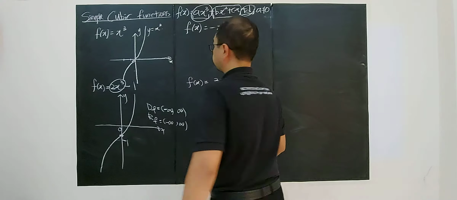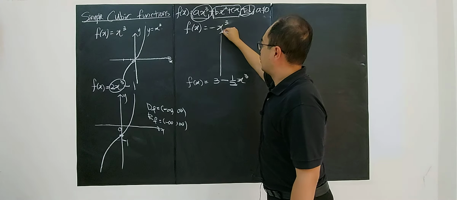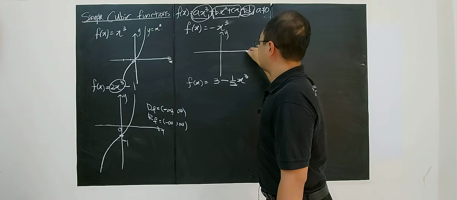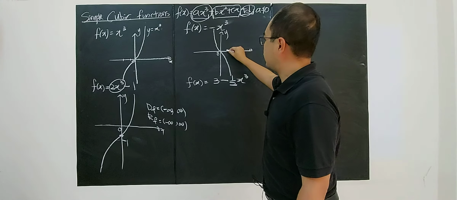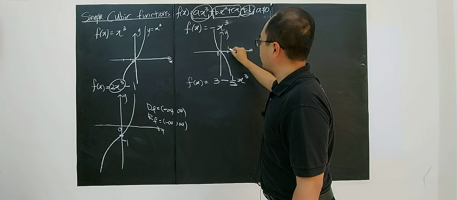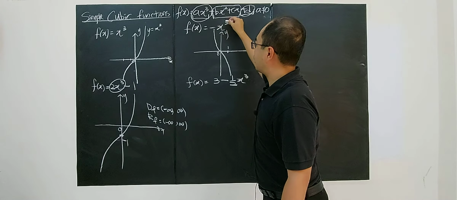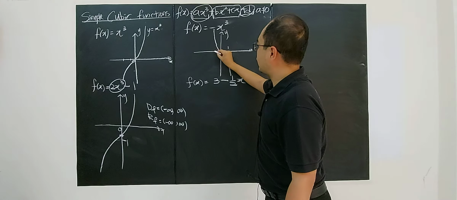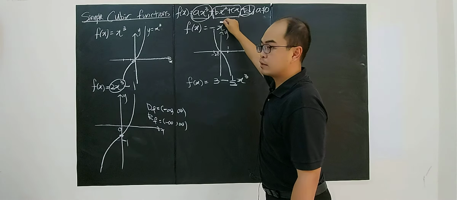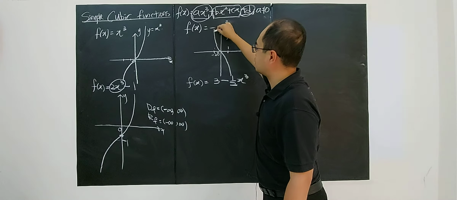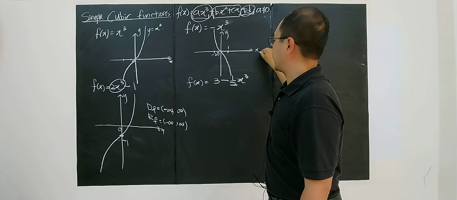So let's look at this one. If I have f(x) equals negative x cubed, of course, it will be in this shape. Do you know why? Because when you put 1 here, negative 1 cubed becomes a negative value. When you put negative 2, for example, negative 2 to the power of 3 is negative 8, and with the negative sign it becomes positive. That's why the graph is reflected about the x-axis.